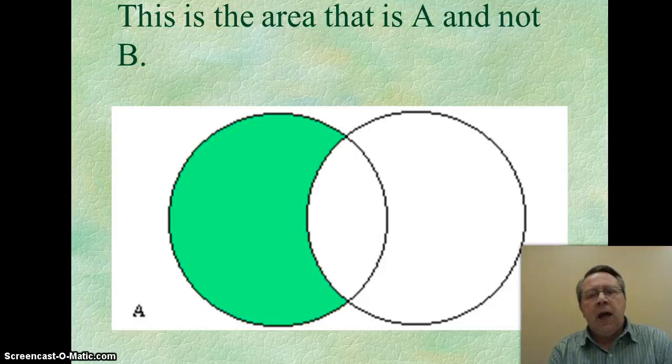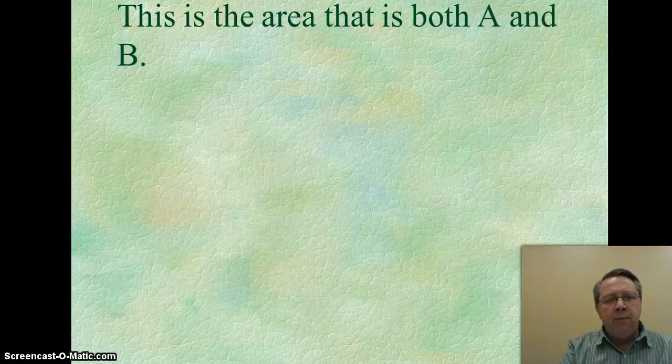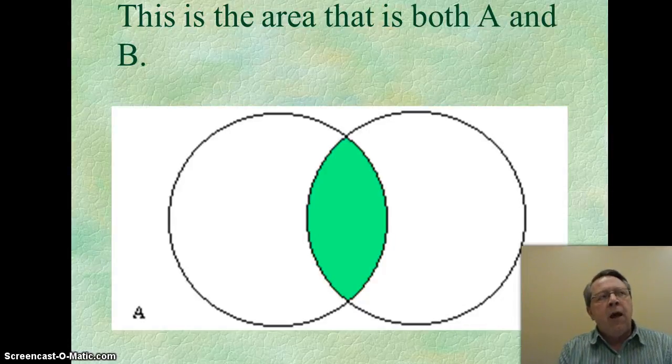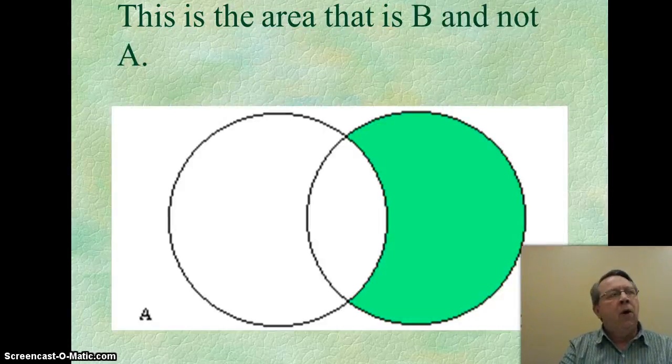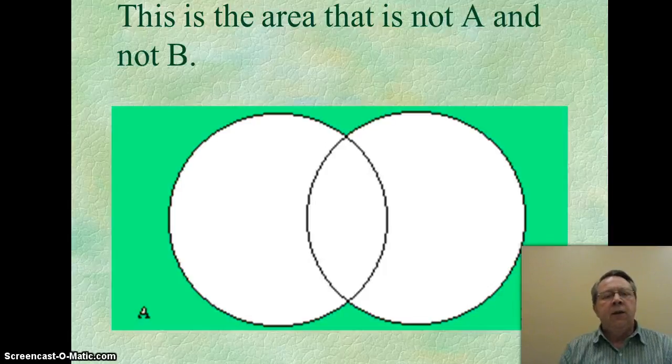This is the area that is A and not B. So this represents all of A but has no representation of B whatsoever. And we call that the Pac-Man. This is the area that's both A and B. We call that the football. This is the area that is B and not A. We call that the Pac-Man. This is the area that's neither A nor B. We will not deal with that in this class, so it's not something you have to get too excited about at the moment.